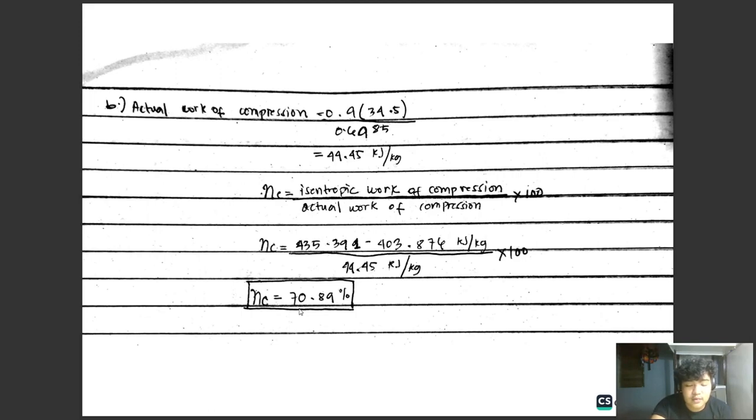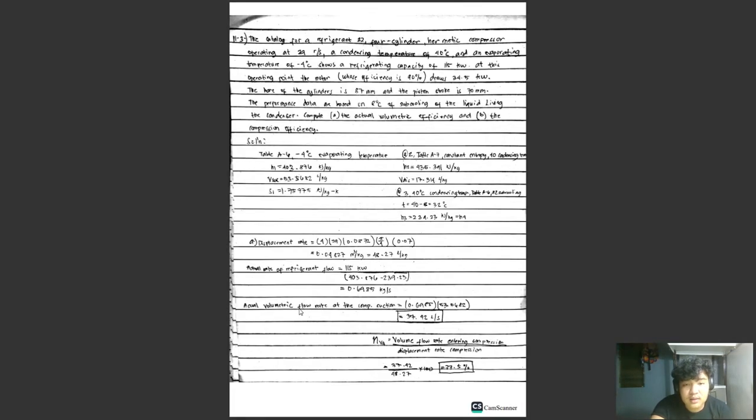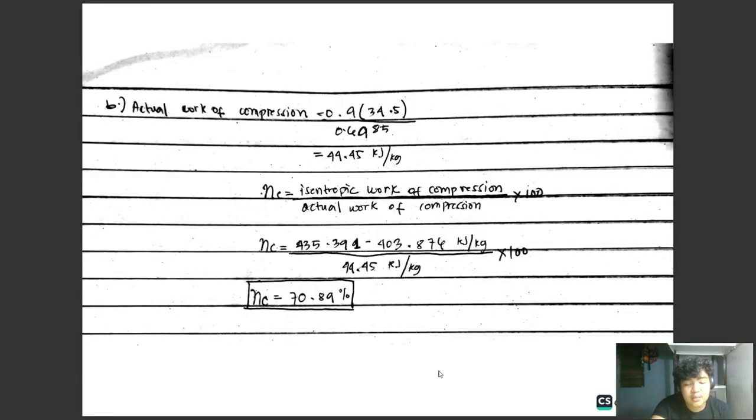So that is it for the second problem. We got the compression efficiency and the volumetric efficiency: 77.5 for A, the actual volumetric efficiency, and 70.89% for the compression efficiency.